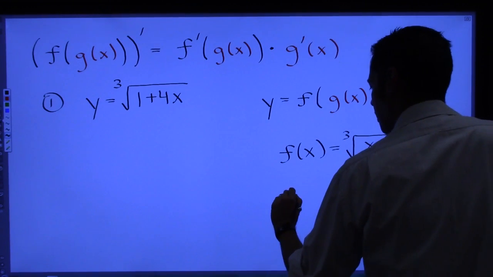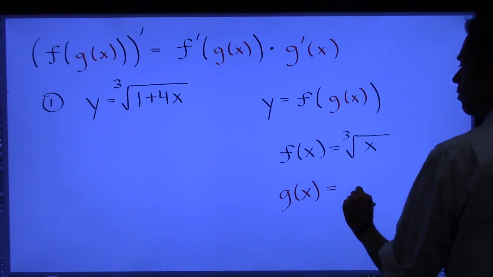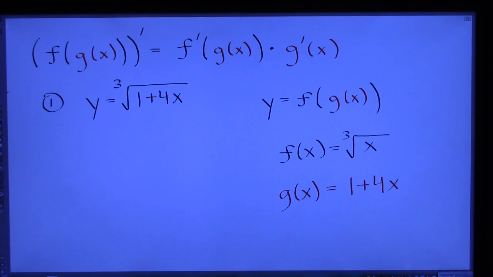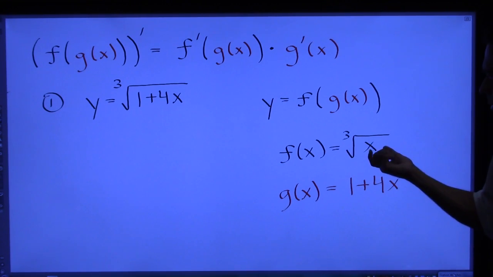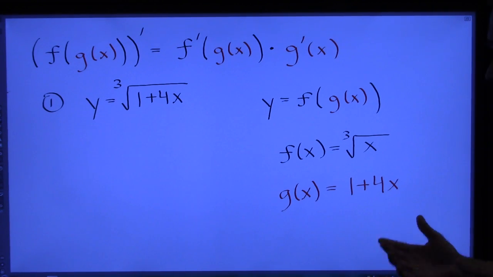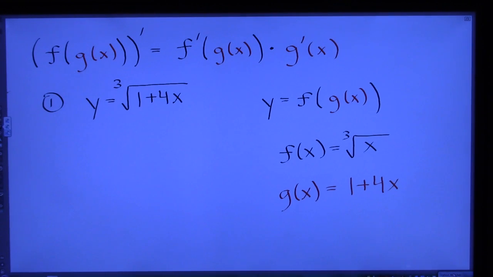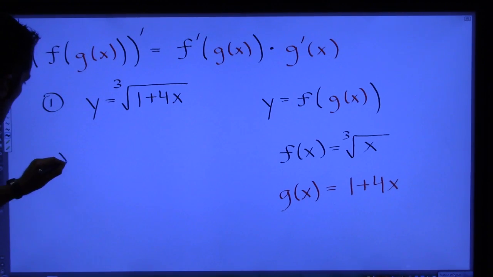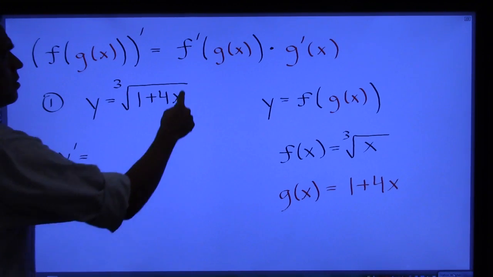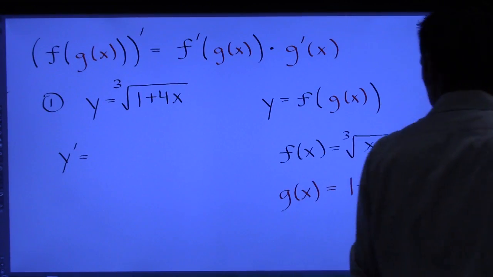So the g function, g of x, is equal to 1 plus 4x. So if I take g and I plug it in right here, then I would get back the original function. So now I'm just going to write out what the derivative should be. y prime should be this right here. So what I need to do is I need to take the derivative of f and then plug g into it. Why don't I try and do that right here?